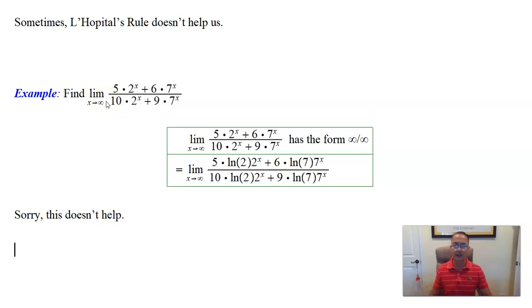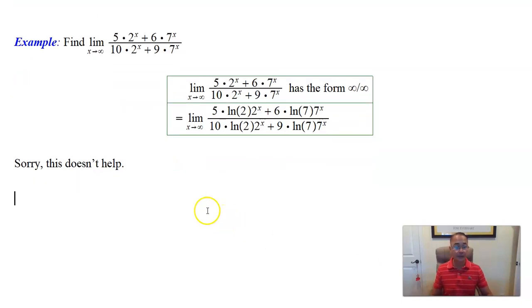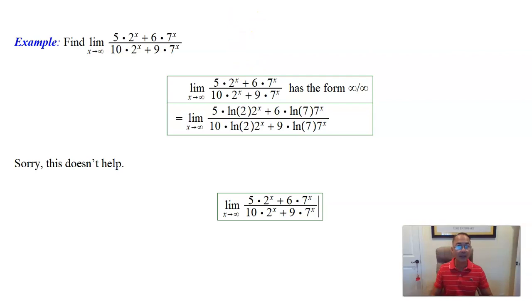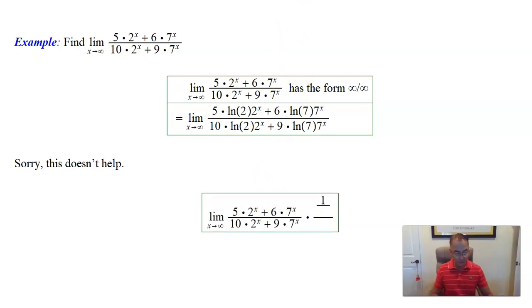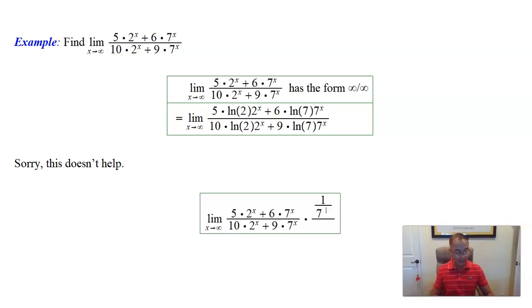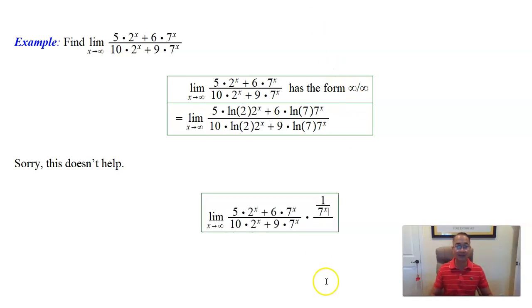So as x goes to infinity, 2 over 7 to the x goes to 0. Okay, so that might be a better option. So try again. We will have the limit of this, but we will multiply and divide by a fraction. We will multiply and divide by 1 over 7 to the x.